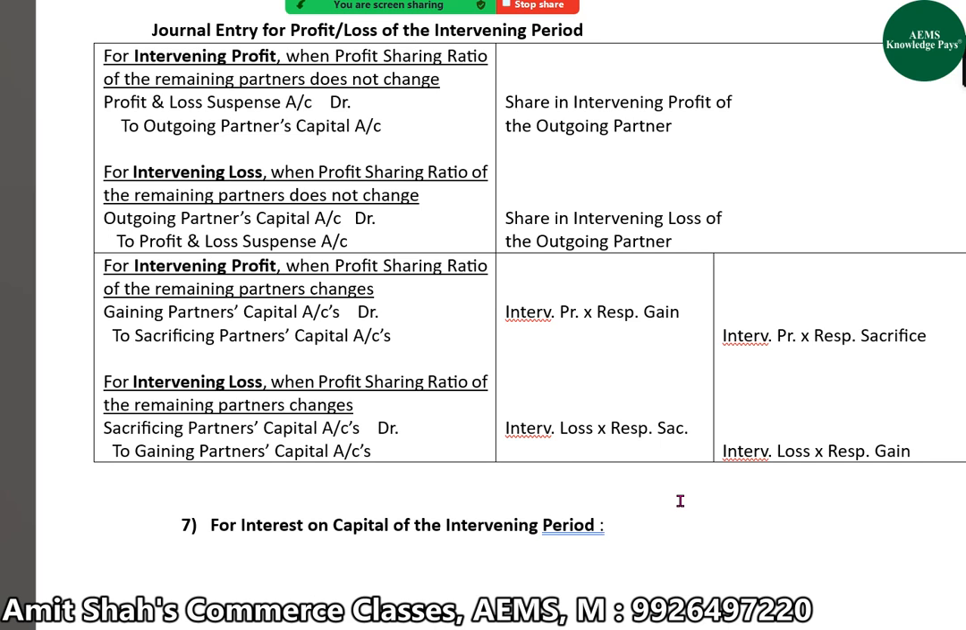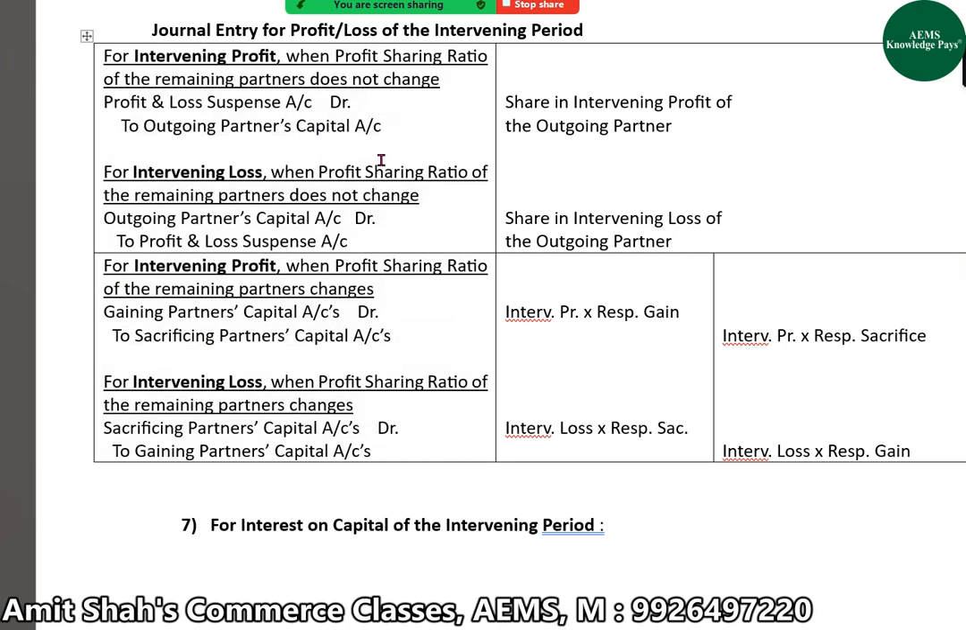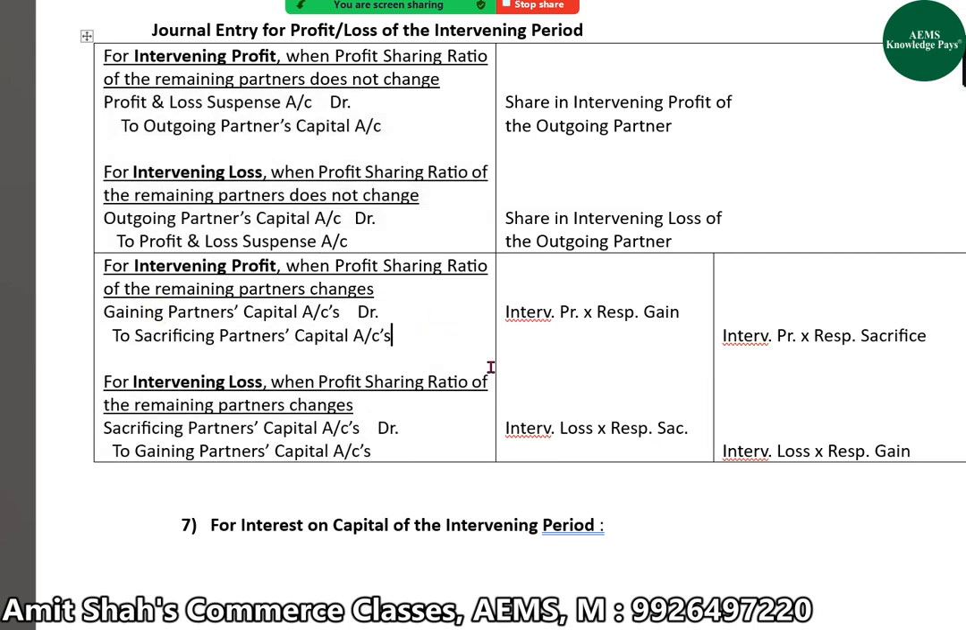Yes, sir. So the second entry we necessarily have to pass. In between these two, one we have to pass. Right. Either you have to pass one of this or you have to pass one of this. That depends on the profit sharing ratio of the remaining partners. If it does not change, then you will pass either of this. If it changes, you will pass either of this. Clear?